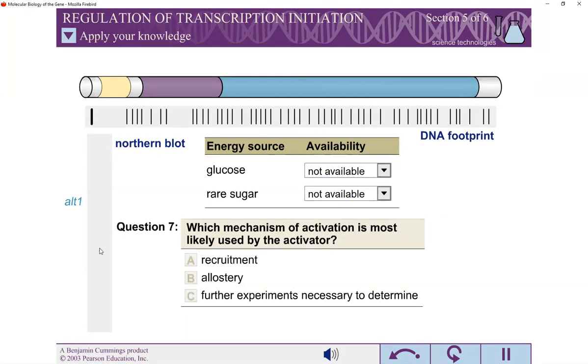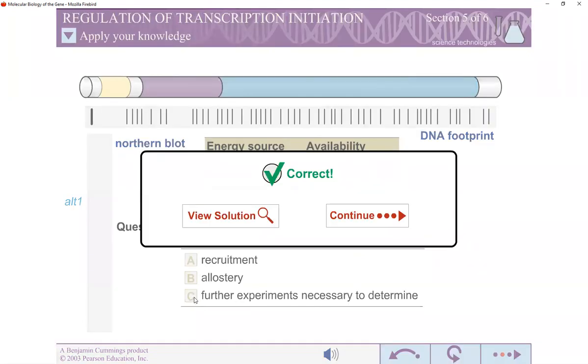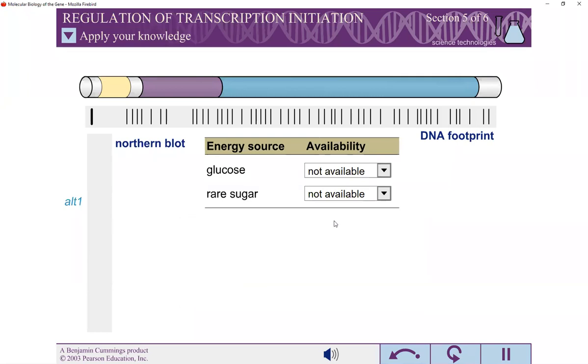Question 7. Which mechanism of activation is most likely used by the activator? It can use either mechanism. Correct. Further experimentation is necessary to determine whether it is a recruitment mechanism or an allosteric mechanism of regulation.